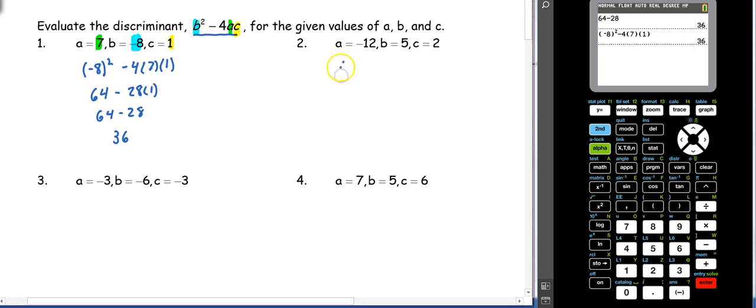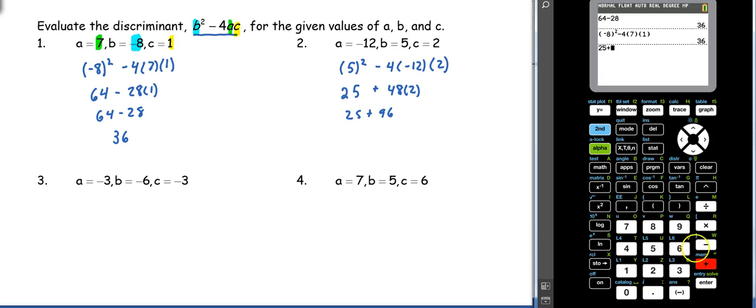Number 2, again, we're going to substitute our values in. So we have b squared, so 5 squared minus 4 times -12 times 2, which in this case gets us 25 plus 48 times 2, 25 plus 96. So when I add 25 plus 96, I get 121. If I was to substitute in my calculator, parenthesis 5 squared minus 4 parenthesis -12 parenthesis 2, and I get the same answer.